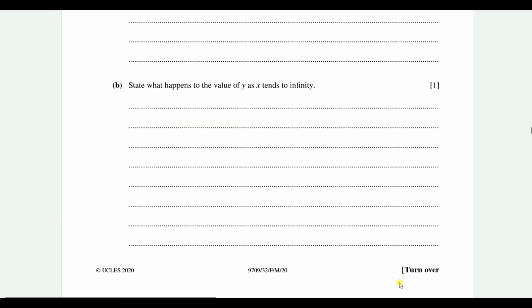Now let's discuss the b part of it. Part b says: state what happens to the value of y as x tends to infinity. We have just got y is equal to half tan of (2 e raised to the power minus 1 minus 2 e raised to the power minus x).